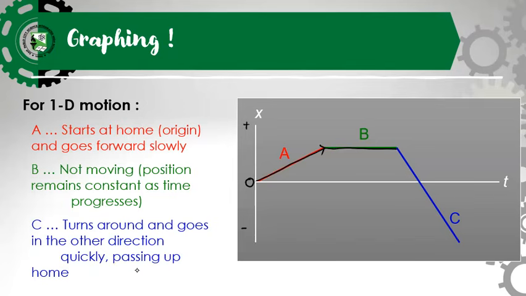And then C, okay, it turns around. So, nag-U-turn siya kasi ibang route na yung pipiliin niya. Okay? So, it turns around and goes into the other direction. So, kaya pababa. Okay? Opposite direction. And then, it passed. Okay? Quickly passing home. So, nilagpasan daw niya yung origin. So, that's why ganito po yung itsura ng graph natin in a distance time or dxt graph. Okay, hindi mali ito. Okay, let's also try this one.